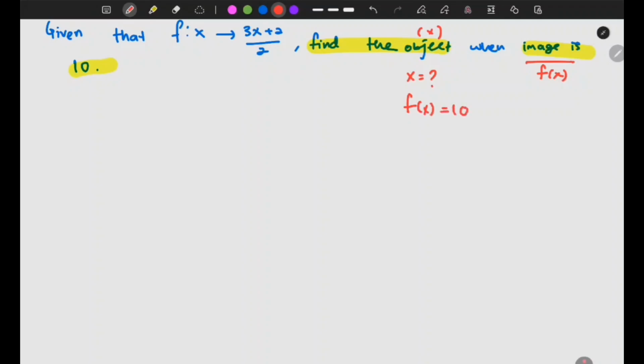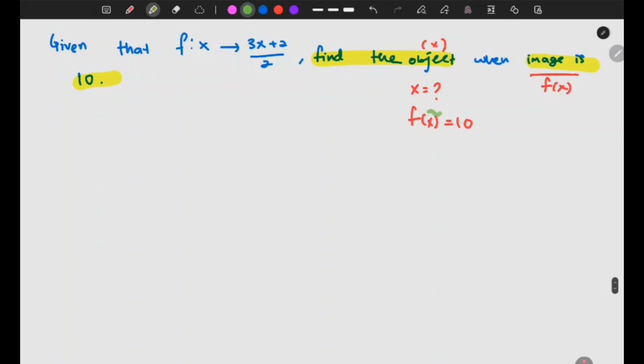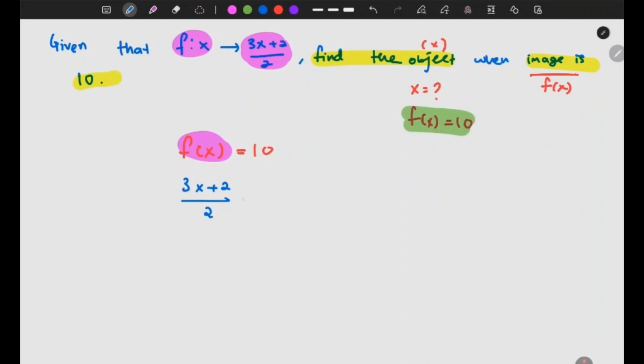So you start from the clue they give. For your Add Maths, you have to start from the info they give. So start from there. f(x) is equal to 10. And what is your f(x)? This is your f(x), isn't it? So take f(x) equals (3x + 2)/2, and they say this is equal to 10. You see, I didn't change anything. I just changed the way I'm writing. I just copy and paste what they say.